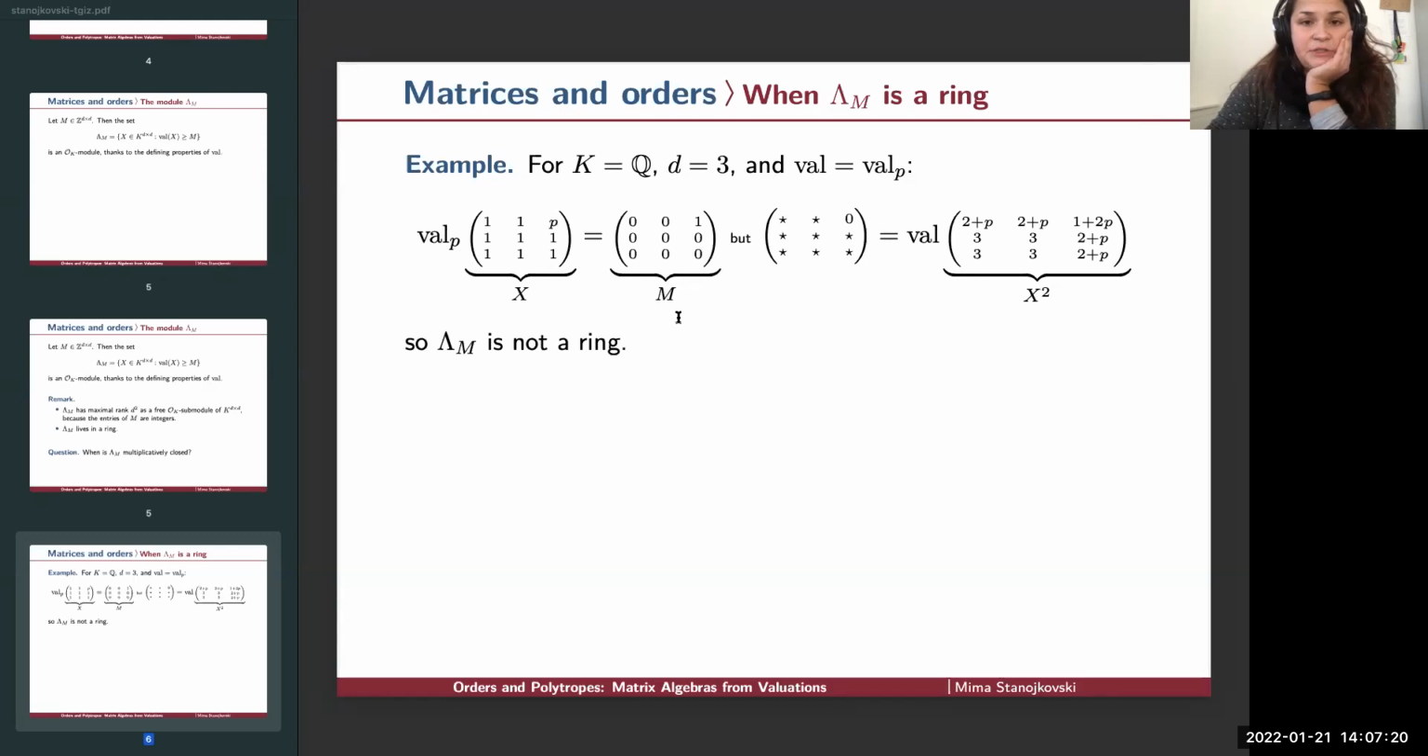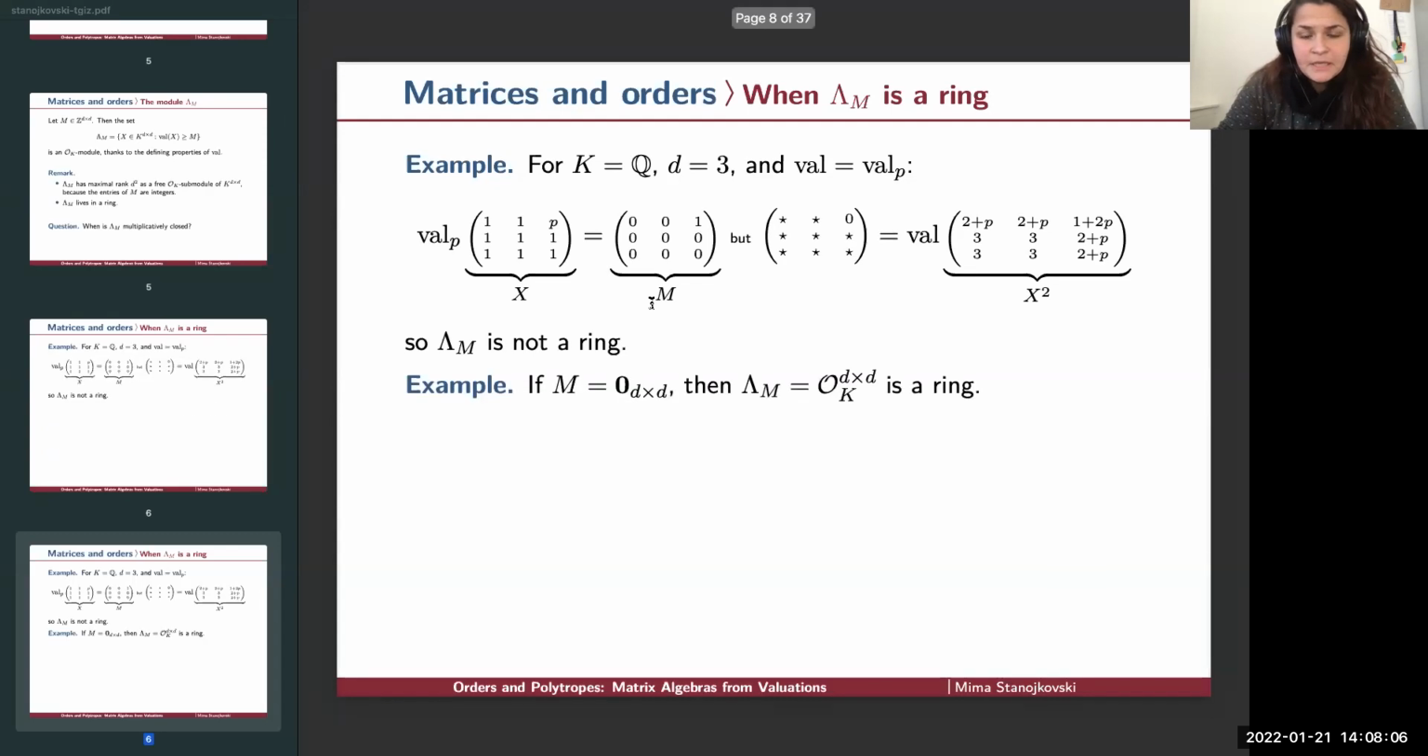We get the matrix M with all entries zero, except for a 1 in the top right corner. However, if we compute X squared, this is the matrix that we get. And you see that according to the prime that we picked to define the valuation, we will have different entries here. However, in the top right corner, we will always have valuation 0, because this entry here, I hope you see my pointer, is 1 modulo p. So you see that the valuation of X squared is not at least the valuation of M. So Lambda M is not a ring in this case.